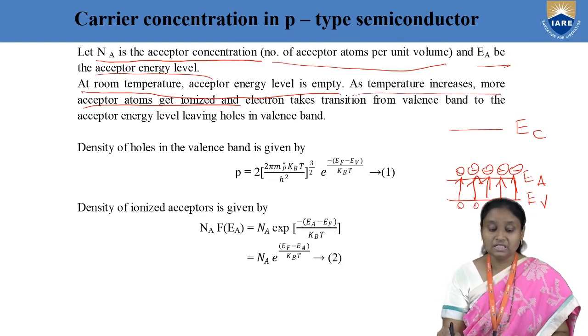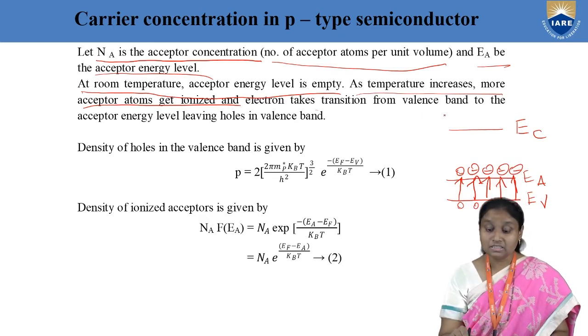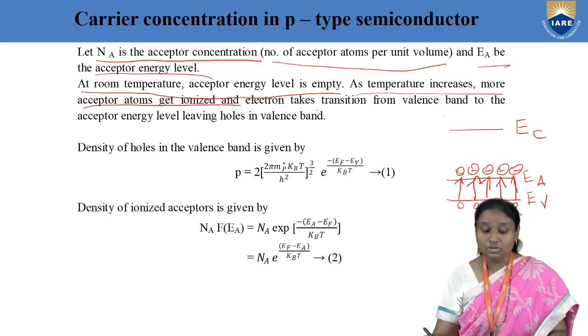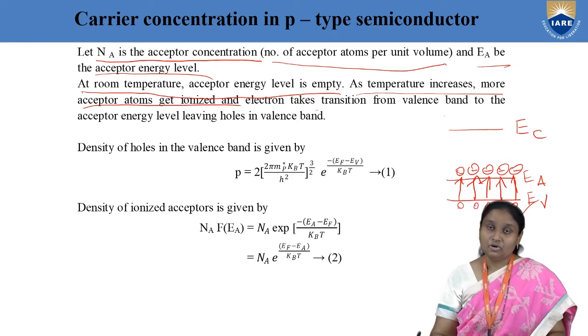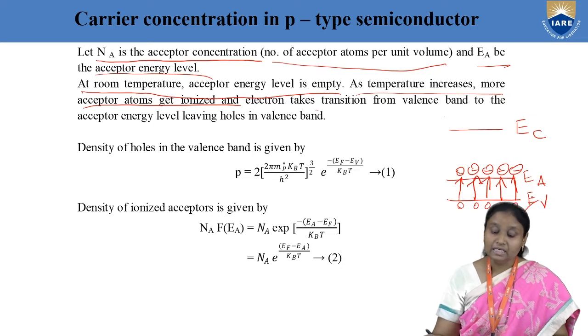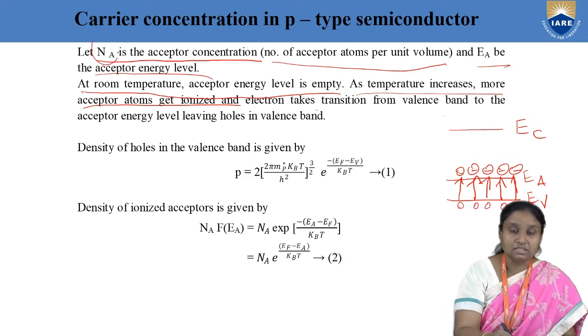So as temperature increases, what is happening? More acceptor atoms will get ionized, and electrons are going to make a transition from the valence band to the acceptor energy level, leaving holes in the valence band. Now we'll try to get an expression for the concentration of holes in the valence band per unit volume in terms of this acceptor energy level as well as acceptor concentration.